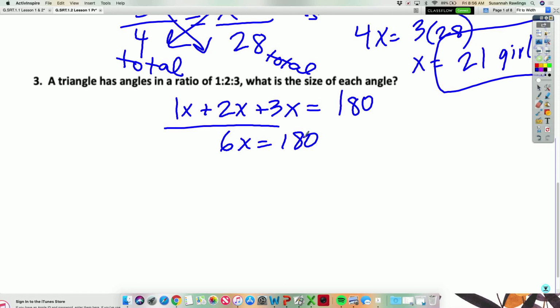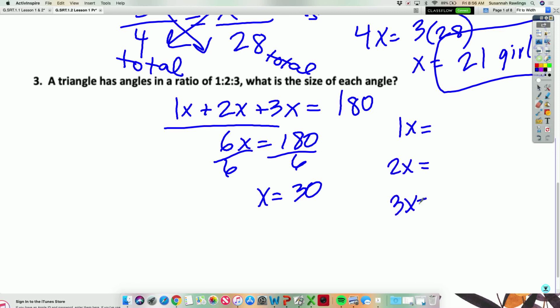Alright, so let's go ahead and solve for x. You don't need a calculator. 18 divided by 6 is what? 3. 3, and then we just add a 0. Okay, that is not my answer. Why is that not my answer? What is the size of each angle, right? So we need to find the measure of each angle.